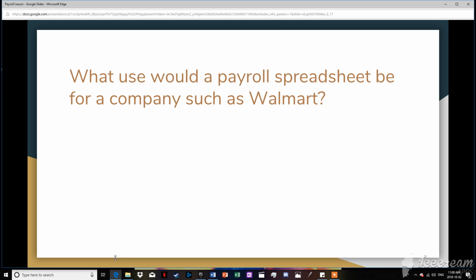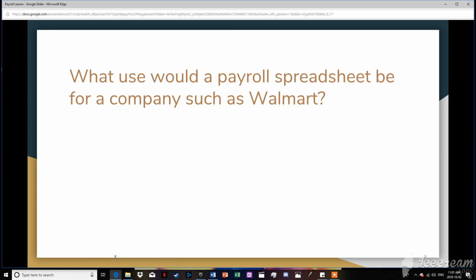What use would a payroll spreadsheet be for companies such as Walmart? Think about it. Why would Walmart want something like this? Well, Walmart would want this to document their stuff. They want to know who's getting paid how much, who's worked how much, how many hours this person has worked, and that way they can pay them that amount, but also have records of this in case there's an accident. So everything we just covered in this lesson will be useful for you when you look at payroll systems and create your own.